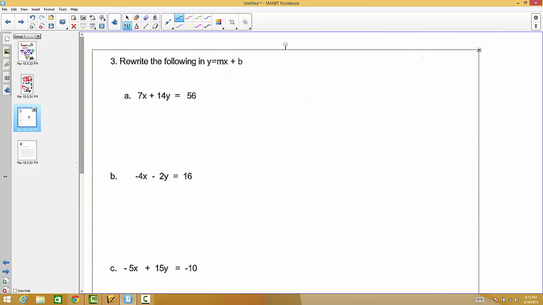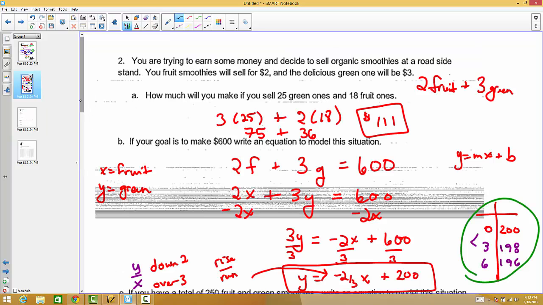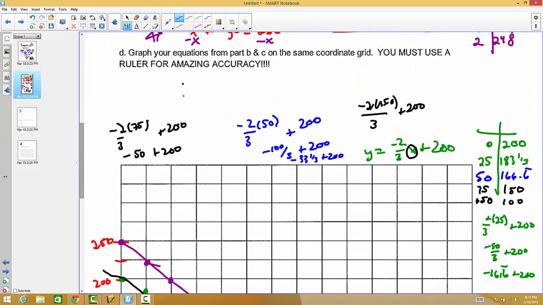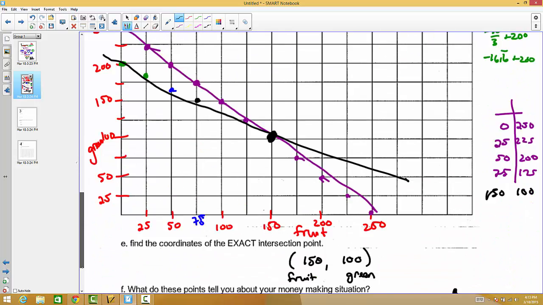Okay, moving right along. Oh, one last little thing. You need to make sure you have a title. And all of your labels, which you do.